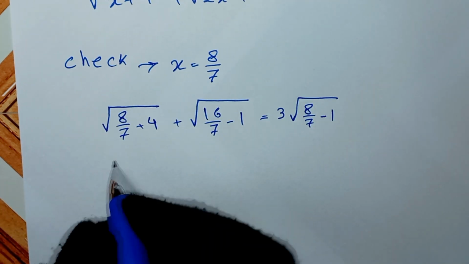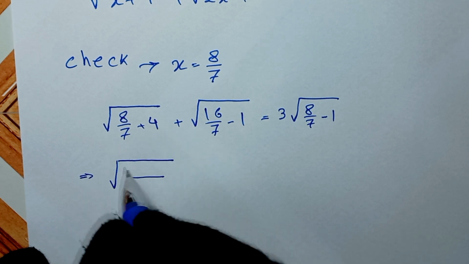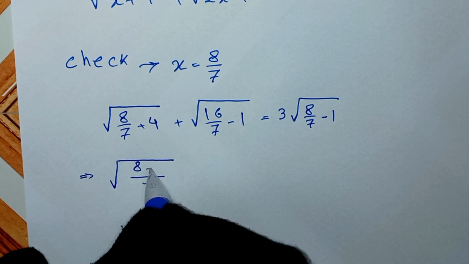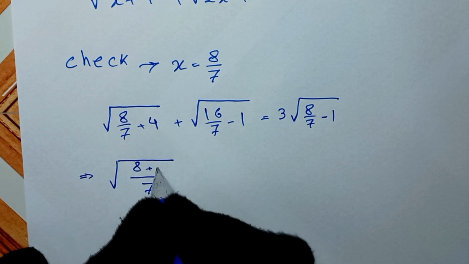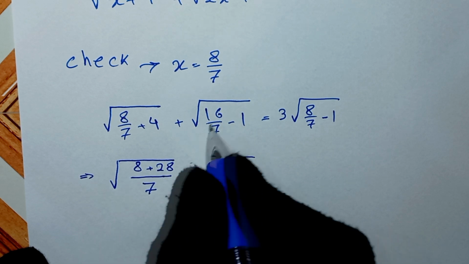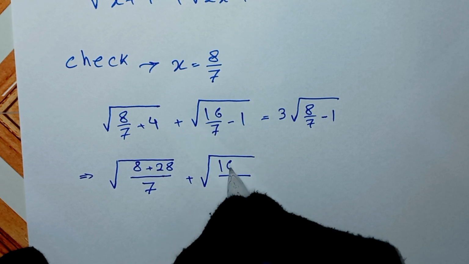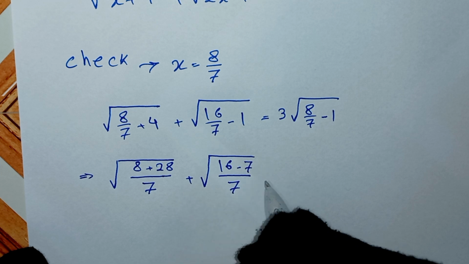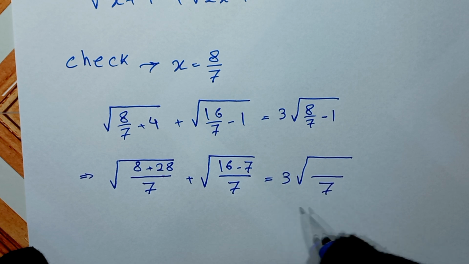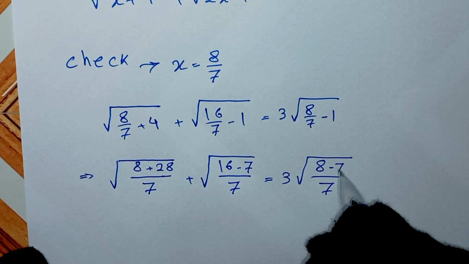So in here, we take a common denominator. For the denominator, we choose 7, and in here we have 8, and 4 times 7 will be 28, and plus, for this fraction, we take common denominator 7, and it will be 16 minus 1 times 7, it will be 7, is equal to 3 square root of common denominator 7 and 8 minus 1 times 7, it will be 7.